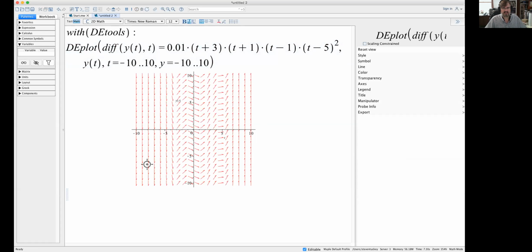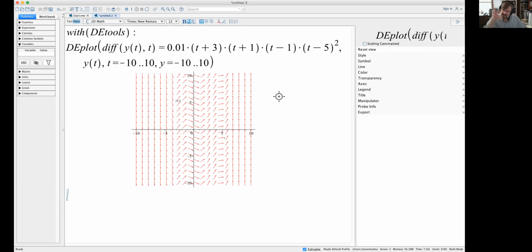So we have something that's negative to the left of t equals, it looks like 3, yeah, 3. And then in between 3 and 1, it's positive. And then between -1 and +1, they're negative. And then between 1 and 5, they're doing all kinds of crazy stuff. It looks like it flattens out right around 5, but it never quite goes negative. It just kind of flattens out and then continues to go up.